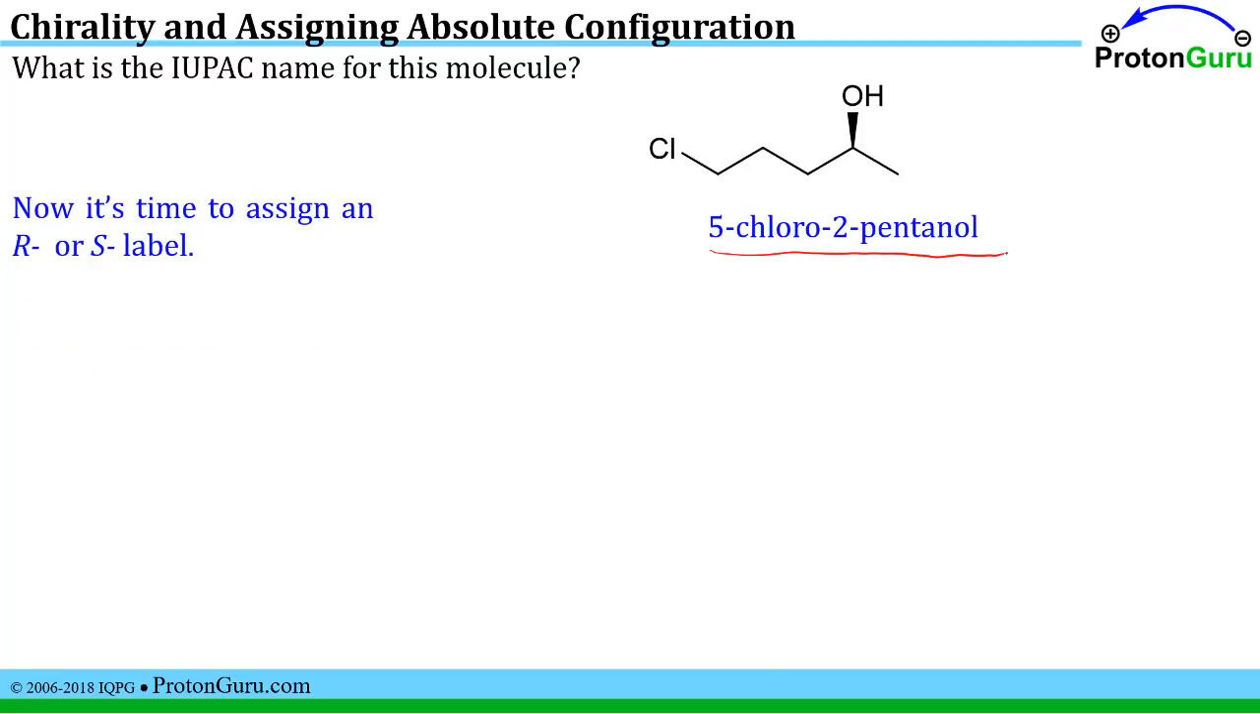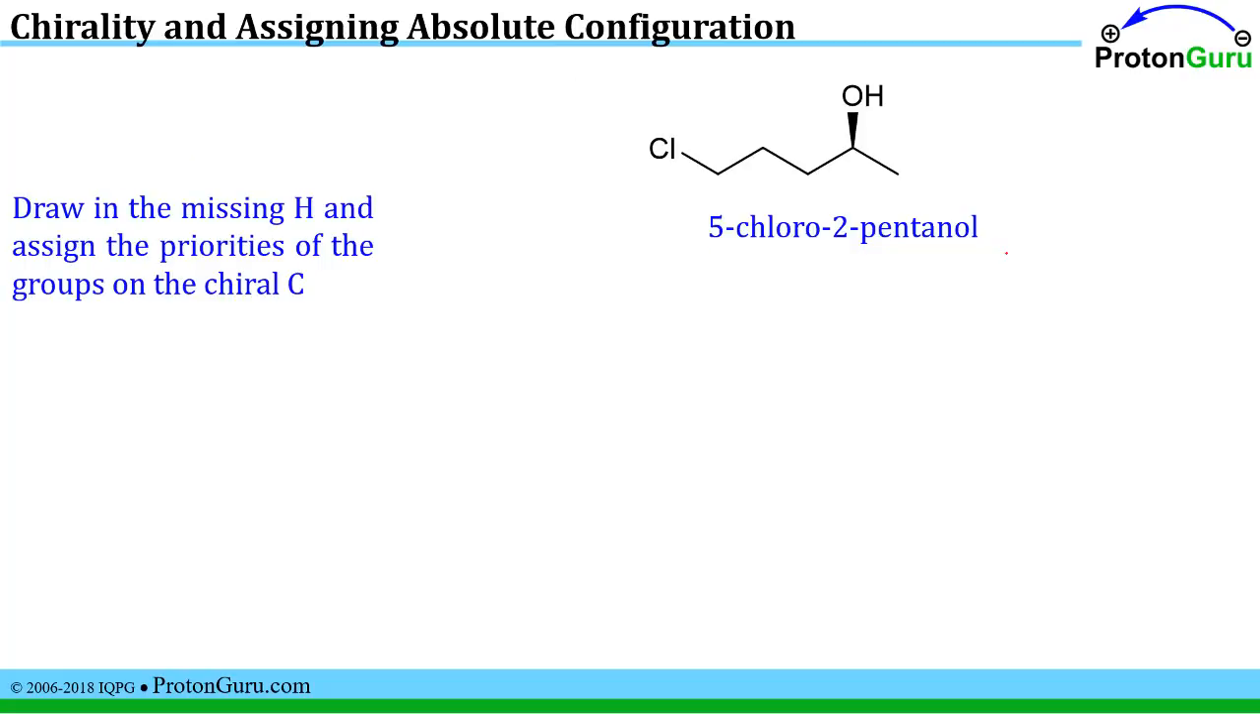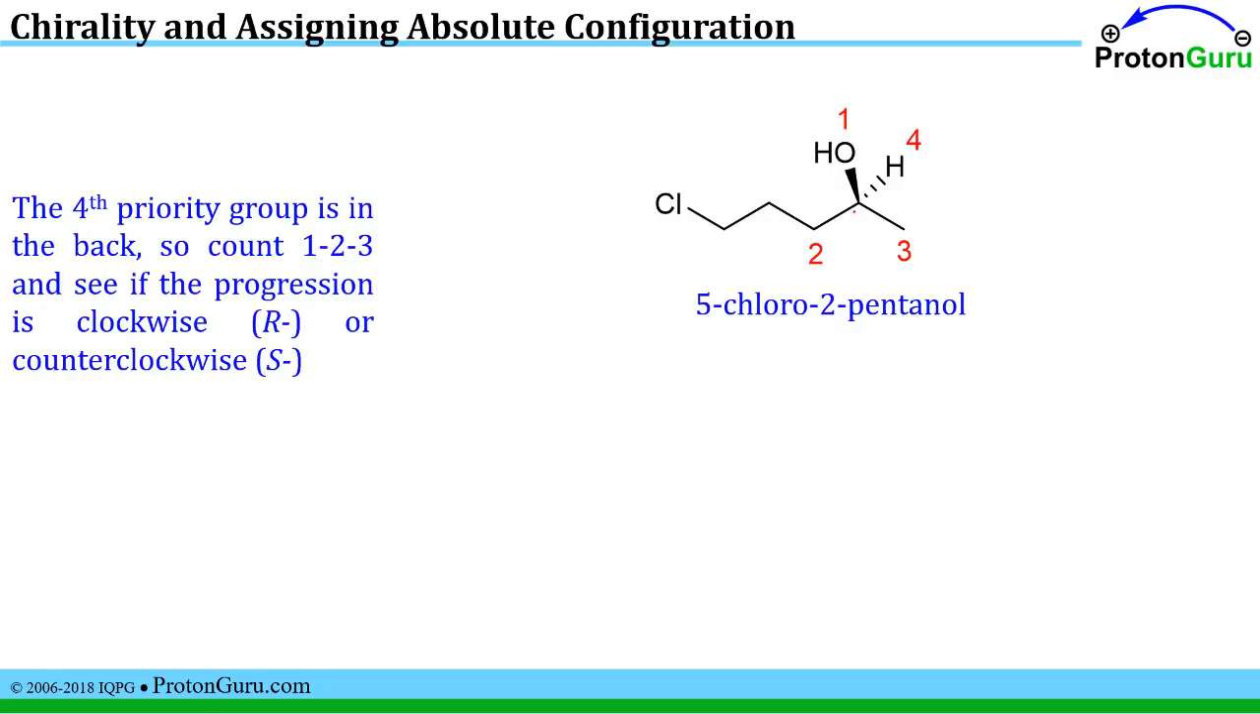And now it's time to assign an R or S label. So the procedure you need to follow to do that is first draw in the missing hydrogen on the stereogenic carbon, and then you need to assign the priorities using the Cahn-Ingold-Prelog rules for all those groups that are attached to the chiral carbon. So here's our chirality center. The oxygen group is number 1, the longer chain is the second highest priority, the methyl group is the third priority, and the hydrogen is the fourth, last priority.